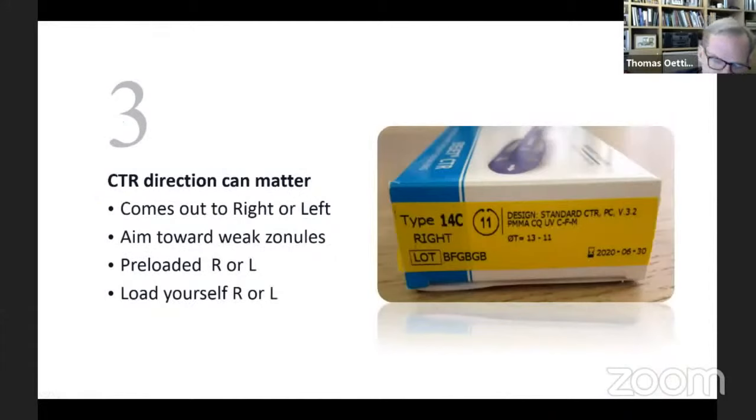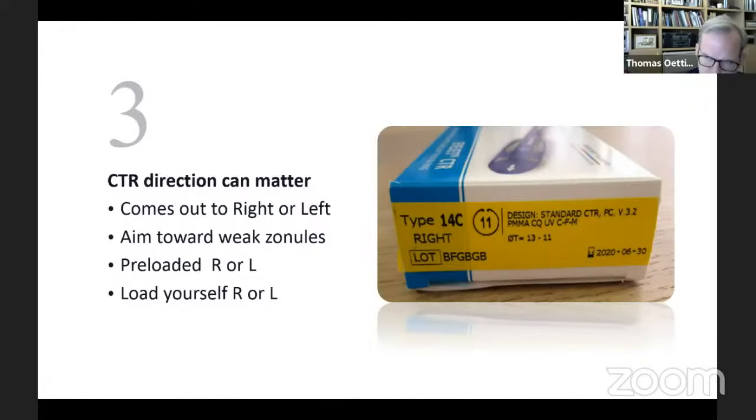The third tip is, and maybe this is obvious to you, maybe it's not, it seems to be a source of confusion, I think, as people are learning, and that is that the capsular tension ring has two ways it can come out. It can either come out to the right or it can come out to the left. And so when you ask for a preloaded capsular tension ring, you have to pay attention to this. You can see in this box on the right, this is a preloaded Morcher capsular tension ring. You can see it says right on it.